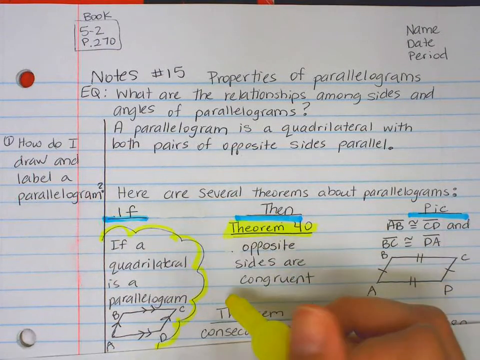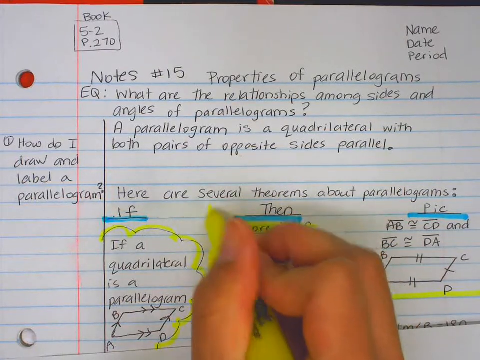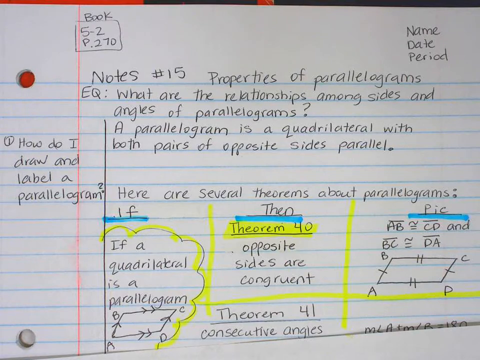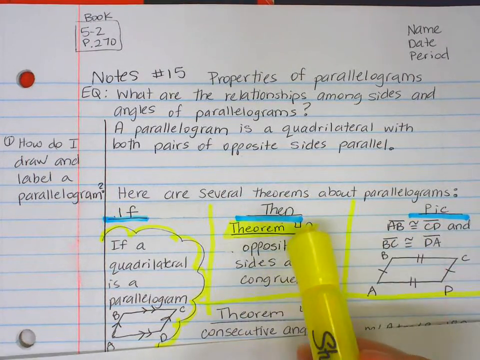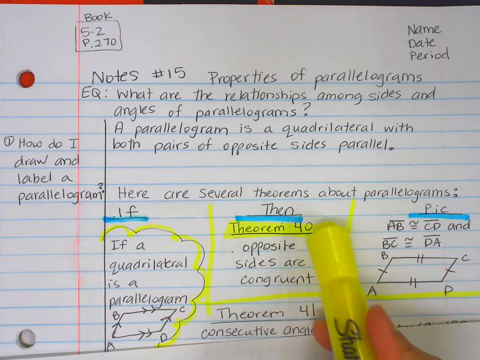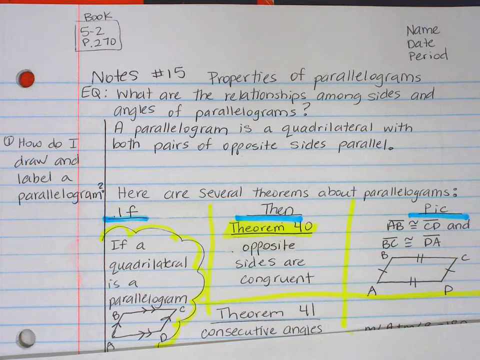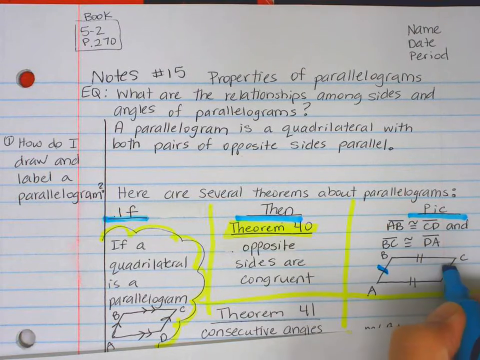So for the first one, I'm going to just separate this with yellow. And again, we've got our 3 columns like that. So this whole top part is theorem 40. So if a quadrilateral is a parallelogram, then opposite sides are congruent. And so here is a diagram showing that. So opposite sides are congruent would mean this side AB is congruent to that side CD. So they have the same measure.